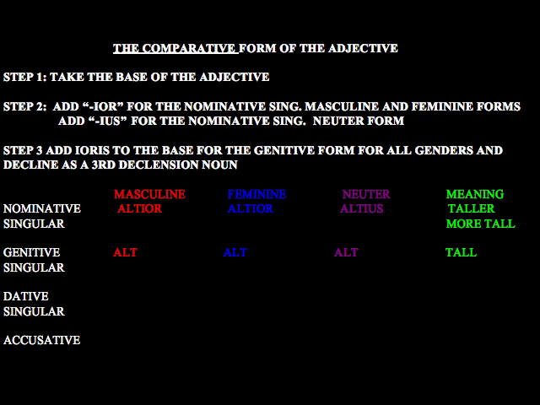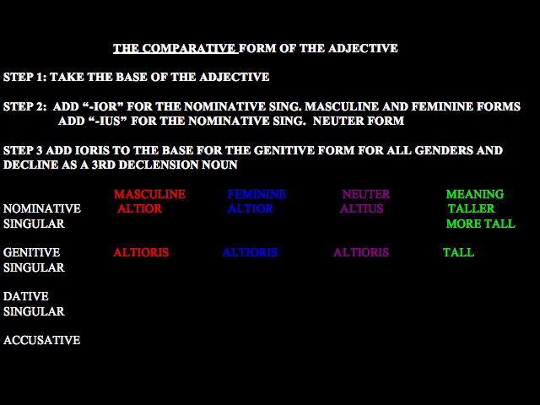Okay? Now, for the genitive form of all three of these, you're just going to take your base, alt-, and you're going to add -ioris. Alt-ioris for the masculine, feminine, and neuter as well. So notice, by looking at that -is, you know that this is a third declension form. So comparative adjectives are just declined like third declension nouns.